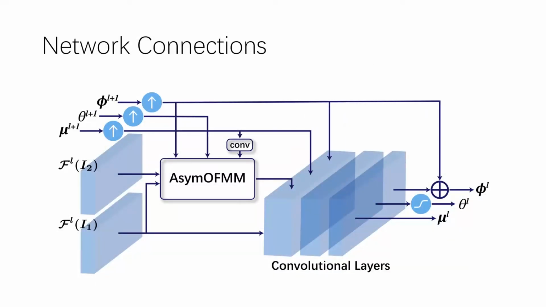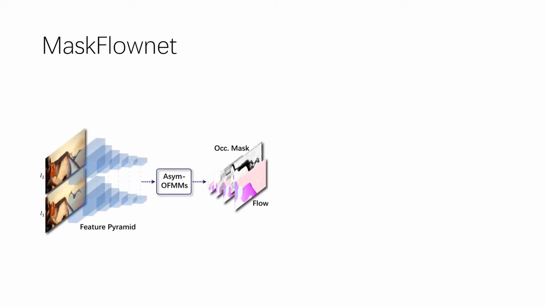At each level of the network, the learnable occlusion mask is generated through the sigmoid activation from the previous level, upsampled, and then fed into the asymmetric occlusion-aware feature matching module. We demonstrate how the proposed module contributes to the overall performance using a two-stage architecture, MaskFlownet. The first stage, named MaskFlownet-S, generally inherits the network architecture from PWC-Net, but replaces the plain feature matching modules by the proposed asymmetric occlusion-aware feature matching modules.